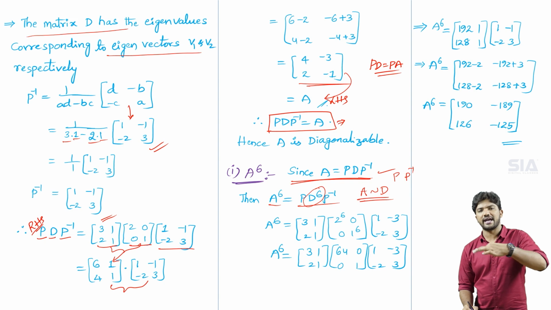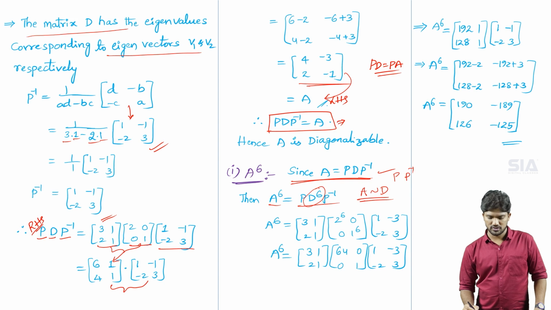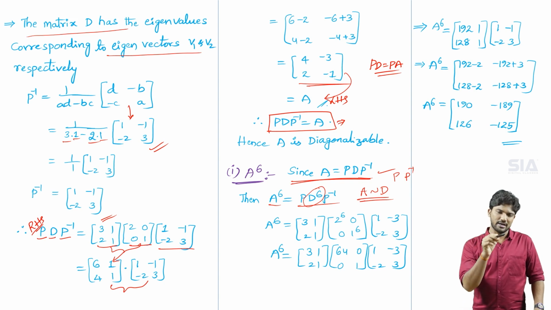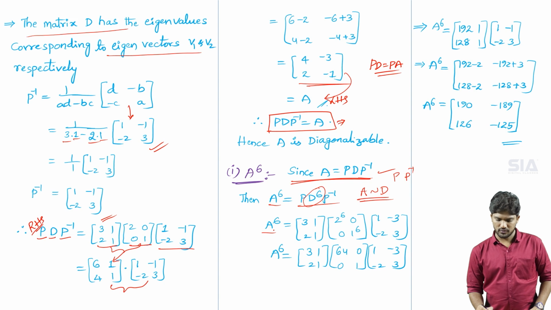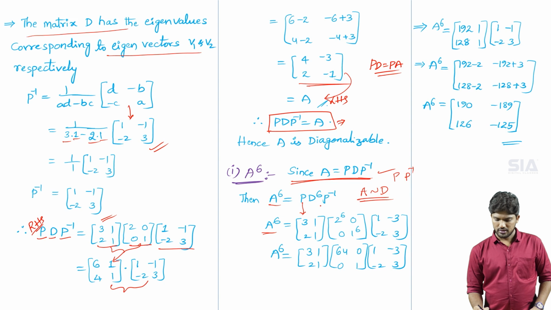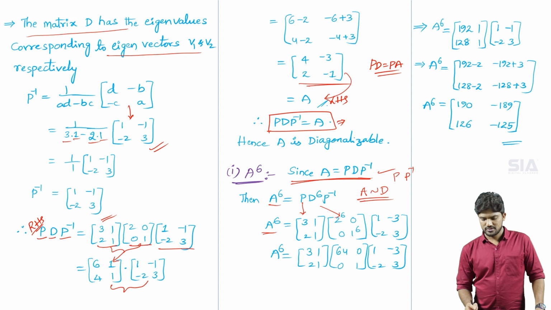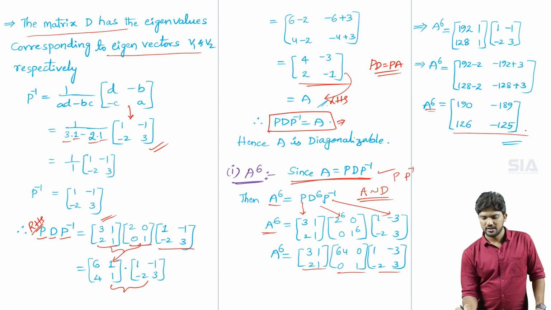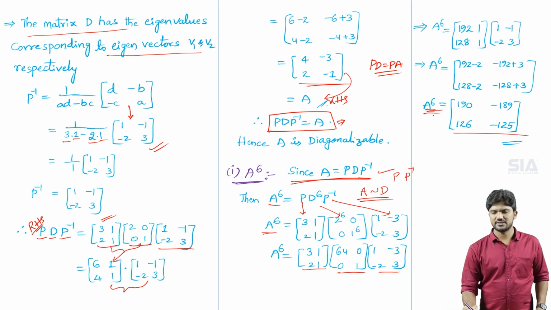To do the similarity, we are using P and P inverse. So don't apply the power to capital P or to P inverse. Only apply the power to D, that is D power 6. That is the formula, you know very well. So A power 6 is equal to P, D power 6, P inverse, where D power 6 means applying the power 6 to the diagonal entries. Then calculate them. You will get A power 6 as [190, 126; minus 189, minus 125]. This is the A power 6 value.